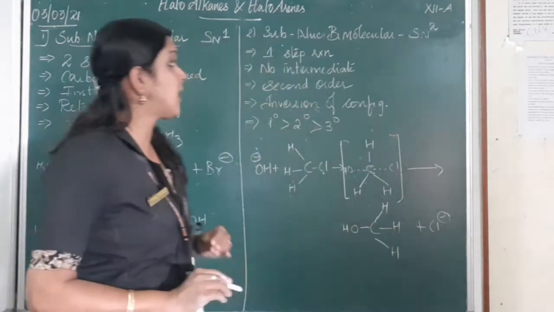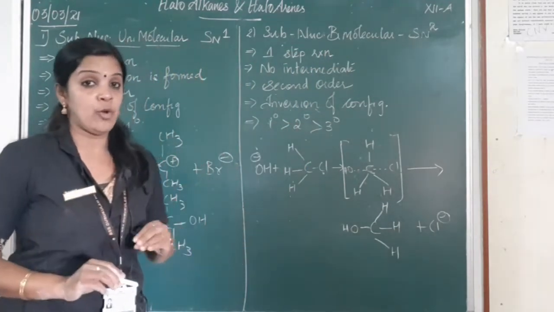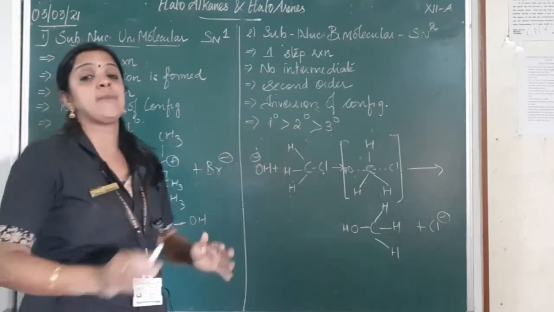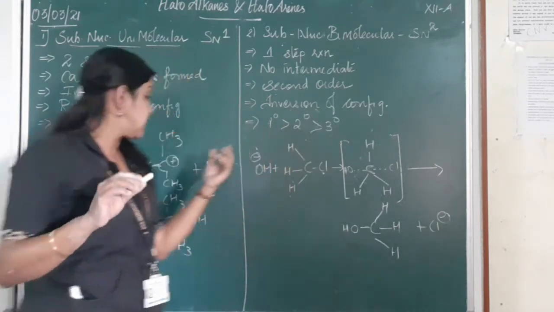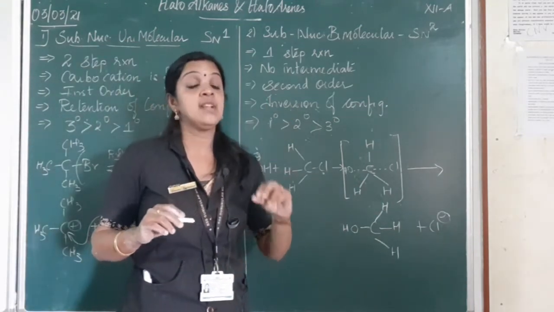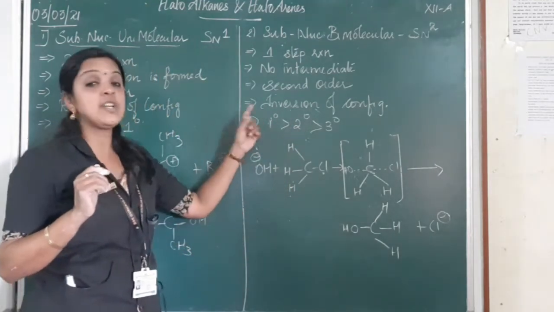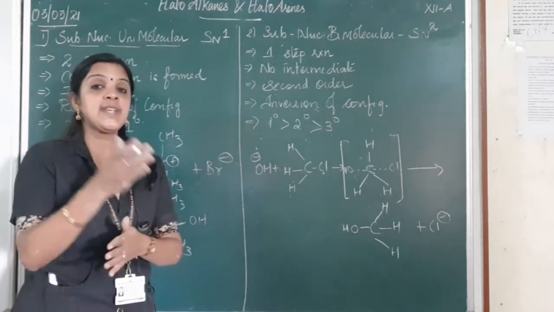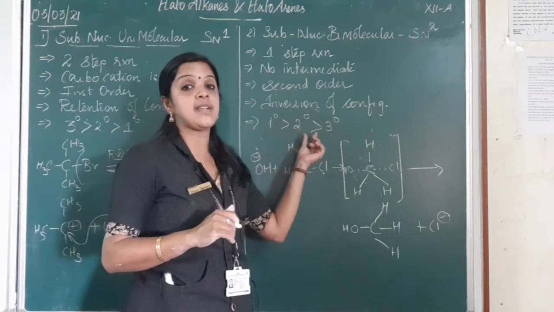So this is SN1. Now, what about SN2? It is substitution nucleophilic bimolecular. It is a one-step reaction. In a single step, the entire reaction is carried out. Here we don't have any intermediate, like our carbocation. It's a second order reaction where the rate depends on the concentration of two reactants, two species. There is inversion of configuration. In SN1 we learned there's retention, but here there is a change in the configuration. And the favoring alkyl halides will be primary, then secondary, then tertiary.